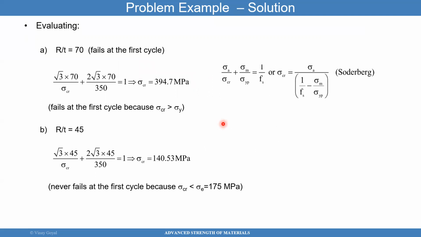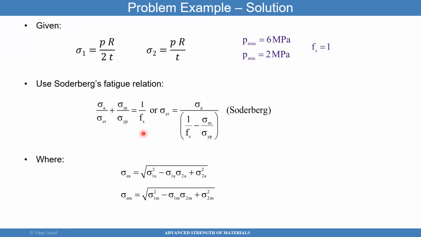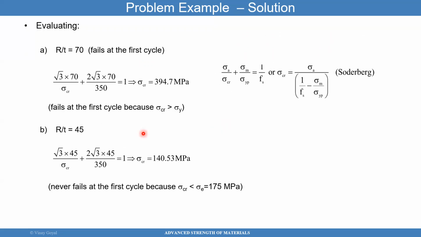So now I can use the Soderberg criteria, which is the formula provided here. You can see here that when I plug in these numbers, I can solve for sigma critical. And when I solve for sigma critical, I get 394.7 megapascals. Remember, the sigma yield is 350. The sigma mean was calculated as 2 square root of 3 times 70, and sigma alternating is square root of 3 times 70, which is this number here. Solving for sigma critical gives you 394, which is greater than the sigma yield, meaning that for a radius divided by thickness of 70, you're likely to fail through yielding.